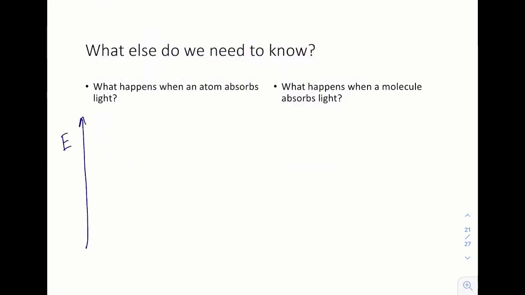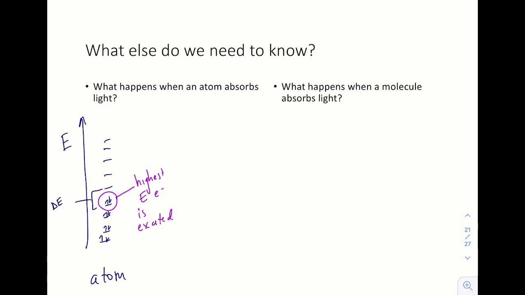Well, let's go back to general chemistry and think about what happens when an atom absorbs light. An atom has all these atomic orbitals, and it has electrons in the atomic orbitals. What happens when an atom absorbs light? If you can't remember, you can go look it up. When an atom absorbs light, that corresponds to the energy difference between two energy levels. An electron is excited. It is promoted to the next highest energy level.